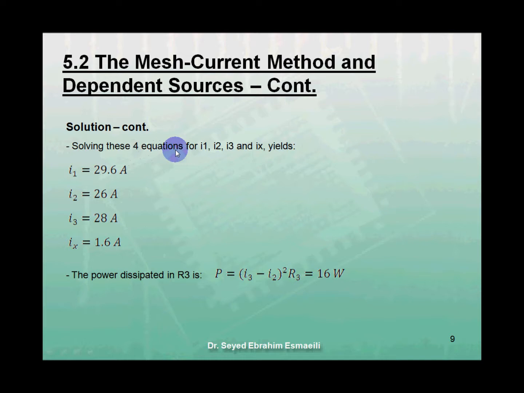Solving these four equations for I1, I2, I3, and Ix yields I1 equals 29.6 amps, I2 equals 26 amps, I3 equals 28 amps, and Ix equals 1.6 amps. The power dissipated in R3 is found using the following equation: P equals (I3 minus I2) squared times R3, which equals 16 watts.